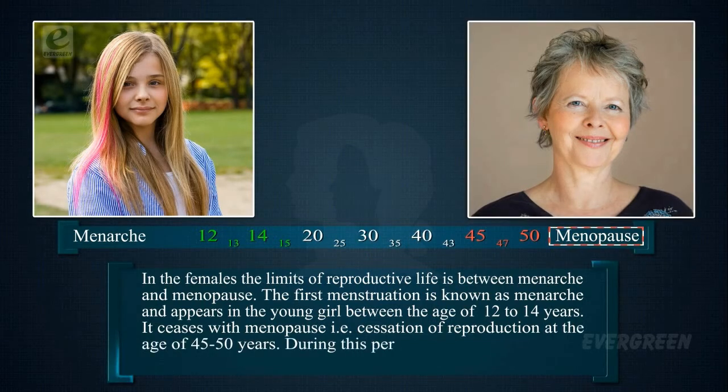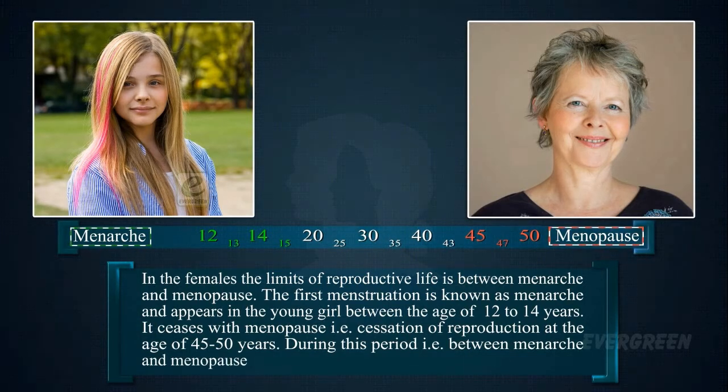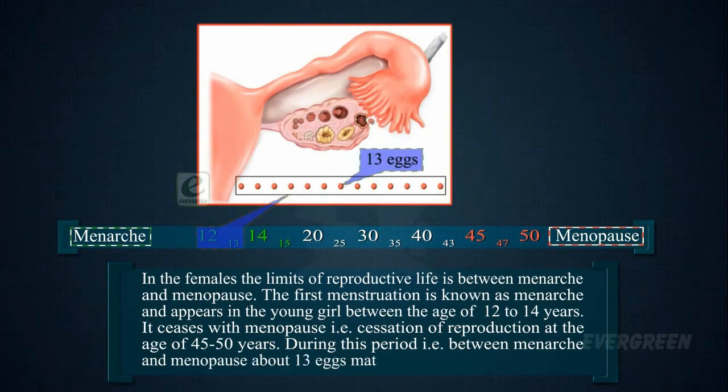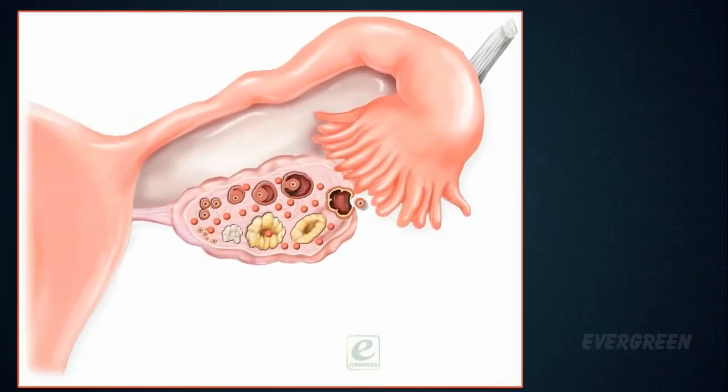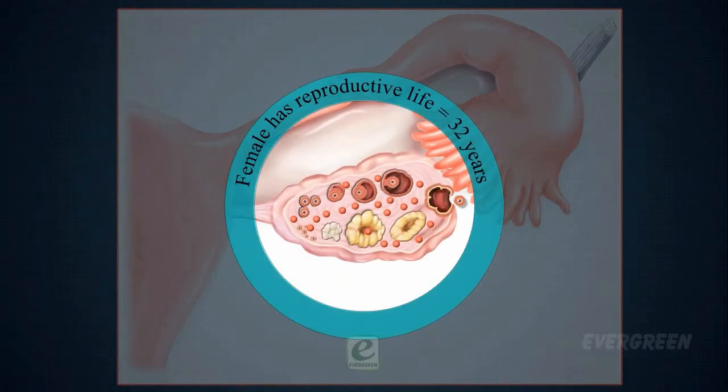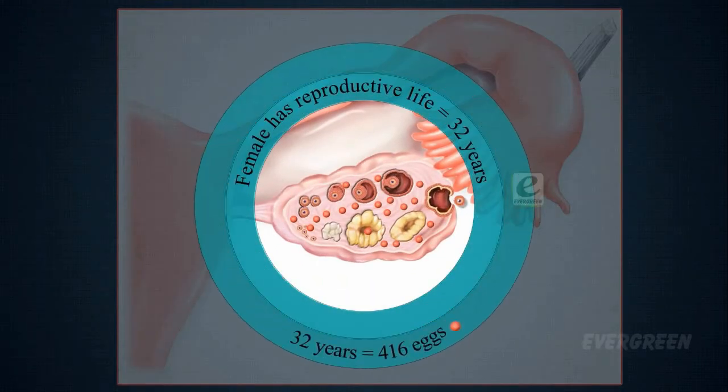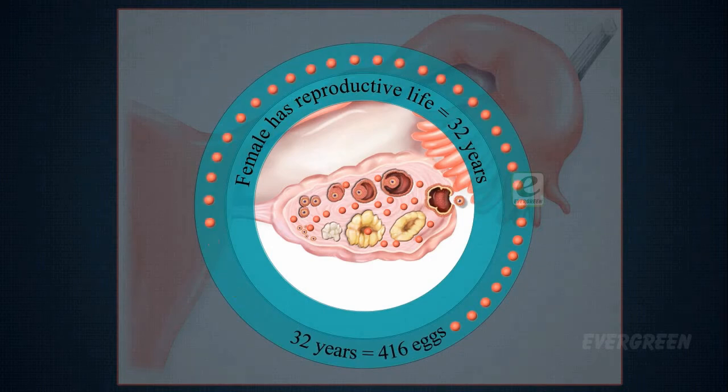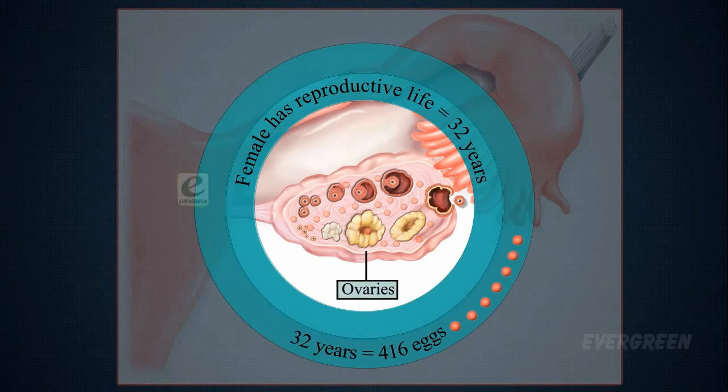During this period, that is, between menarche and menopause, about 13 eggs mature each year. Since the female has about 32 years of reproductive life, up to 416 eggs have a chance of reaching maturity. The remaining eggs of the ovaries degenerate and are absorbed.